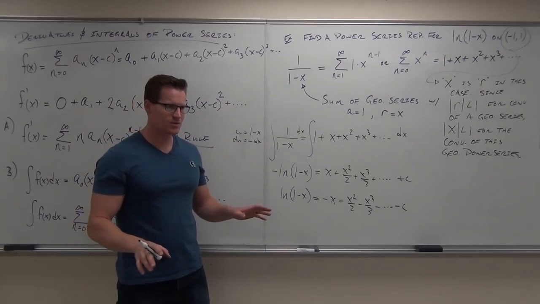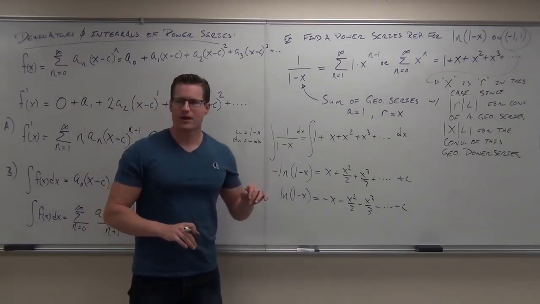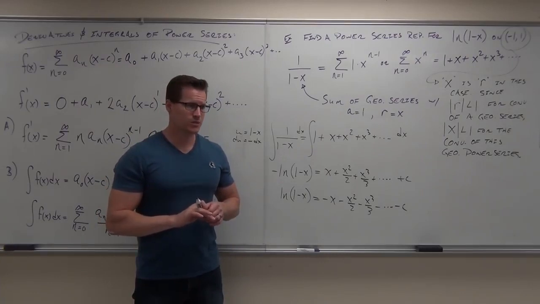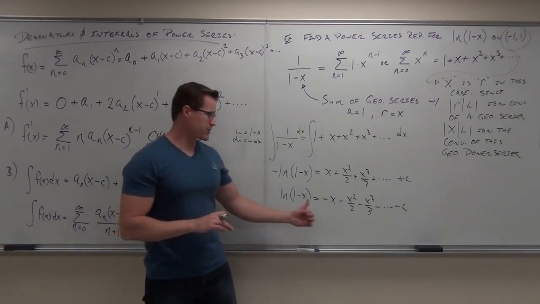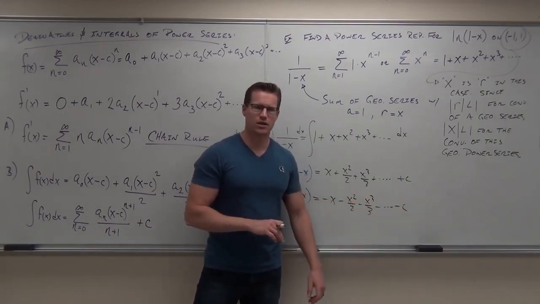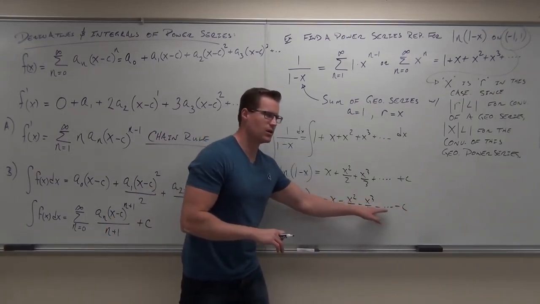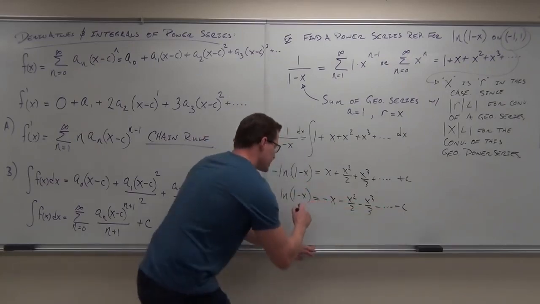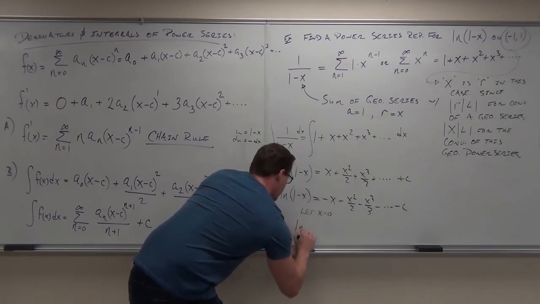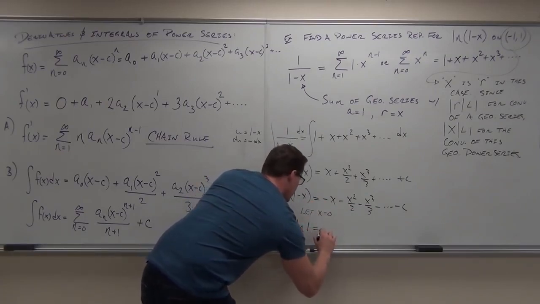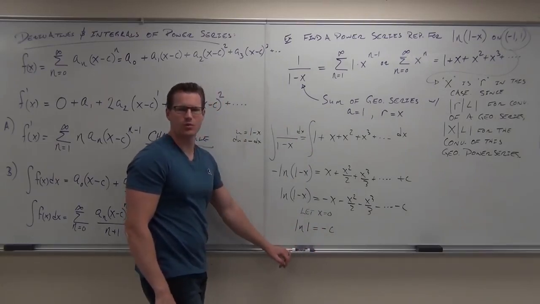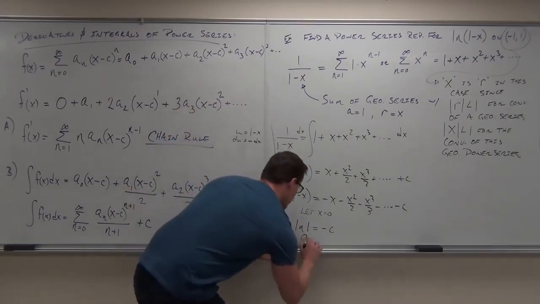So close, almost done. We've got to find out what c is equal to. It's pretty easy to do. Do you understand that every single one of these terms is going to have an x in it except for my c? Plug in x equals 0. If you do that, everything goes to 0 except for my c. So if I let x equals 0, I get ln of 1 equals negative c. How much is ln of 1? 0. So then 0 equals c.